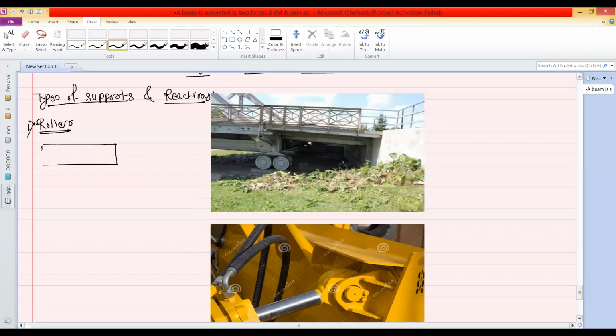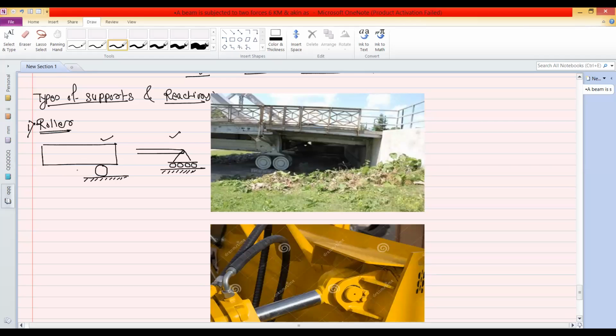So suppose this is one object and it is supported by using the roller support. Then this is the representation. Or we can show the same support like this. If this is one rod or it is a beam, then we can represent the roller support like this. Okay. So both these are roller support.